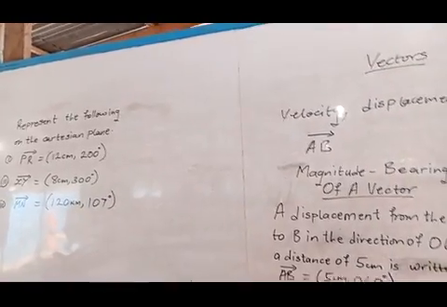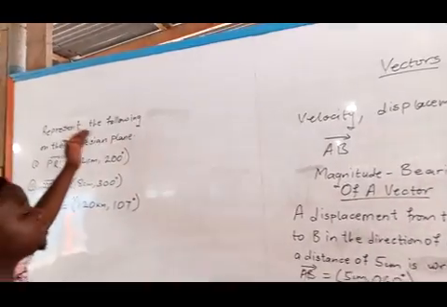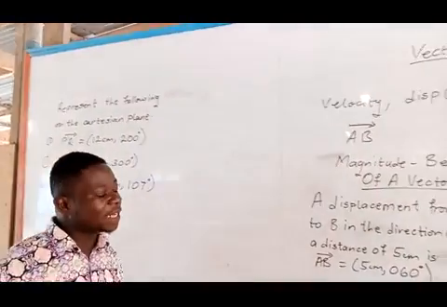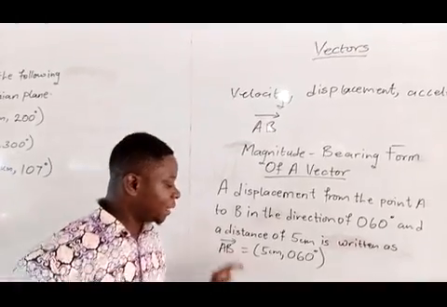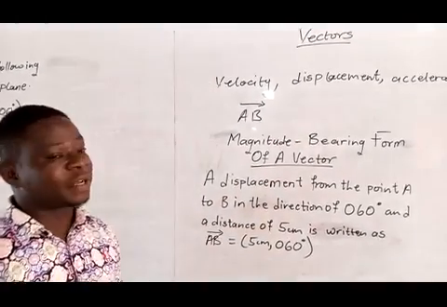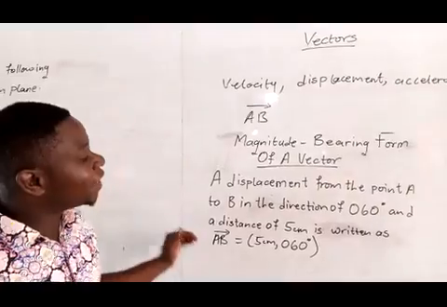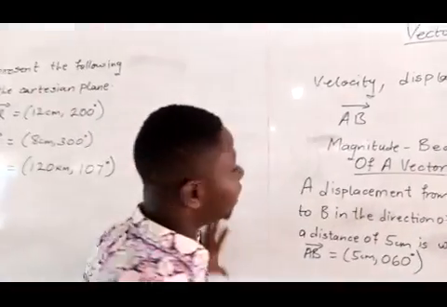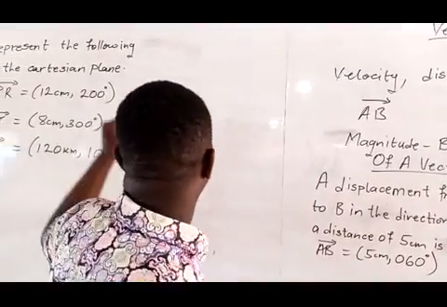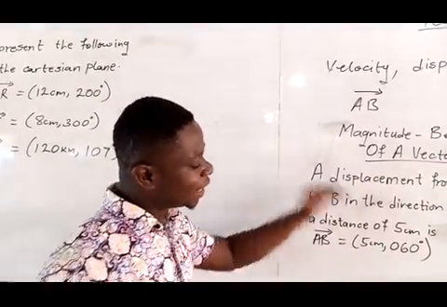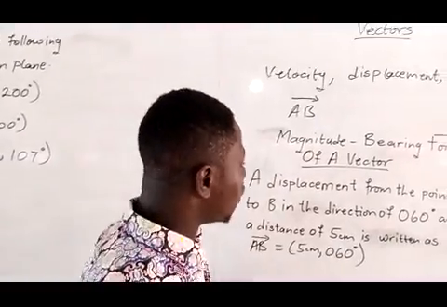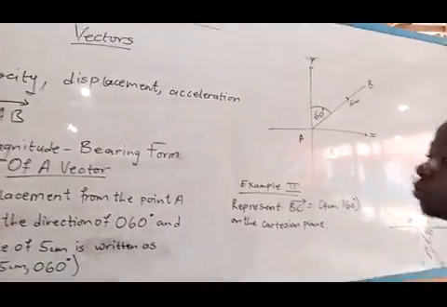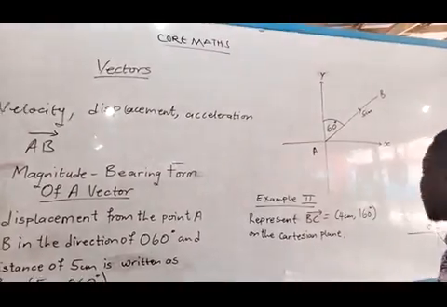Alright, so just like the name goes, the Cartesian plane helps us to get the Cartesian form of the magnitude bearing form of a vector. Or when a vector is given to us, we are going to use the Cartesian plane. With the help of the Cartesian plane, we can get the Cartesian form of a vector. So we are going to look at the Cartesian component form of a vector.